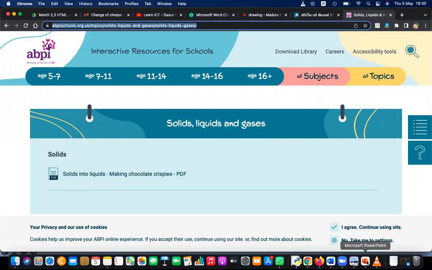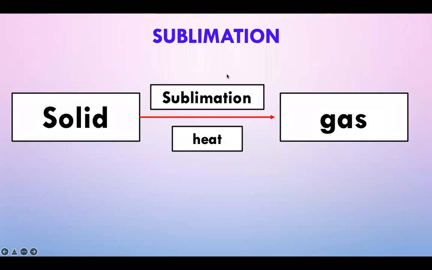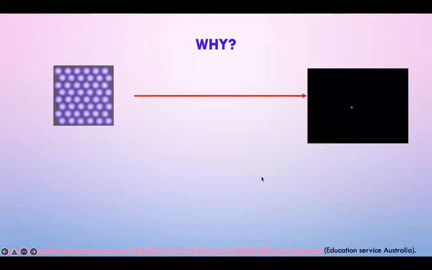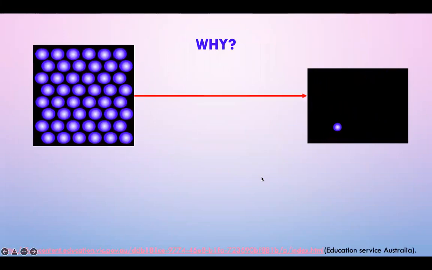Sublimation is when a solid becomes gas. The reason, as you expect, is that when there is a distance between the substances or atoms it is made of, it will become gas.